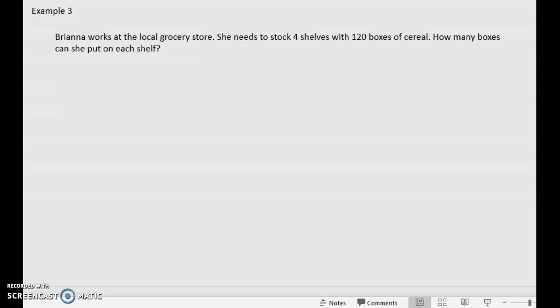Example 3. There are 4 altogether, each one a little bit different, so hang in there. Brianna works at a local grocery store. She needs to stock 4 shelves with 120 cereal boxes. 4 shelves, 120 boxes of cereal. Those are numbers. Now, how many boxes can she put on the shelf? We know this is the information that will go in this unit box.